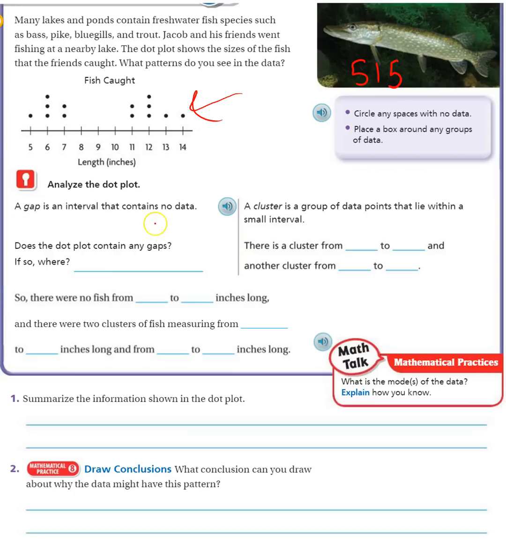So a gap is an interval that contains no data. So we see this gap right here, right? There's no data in that gap.